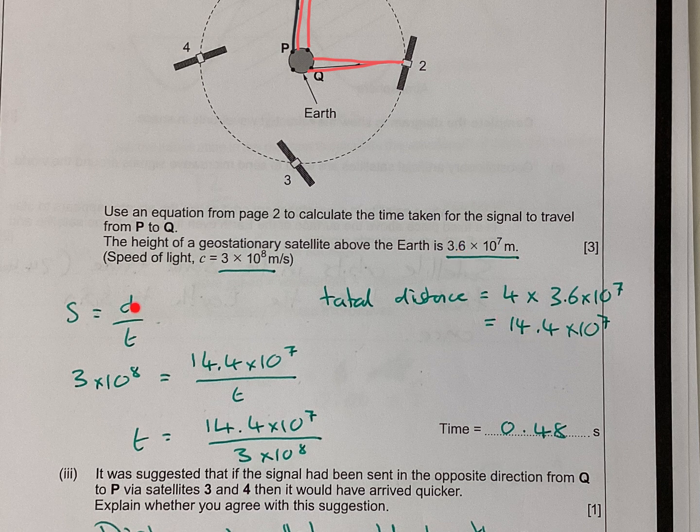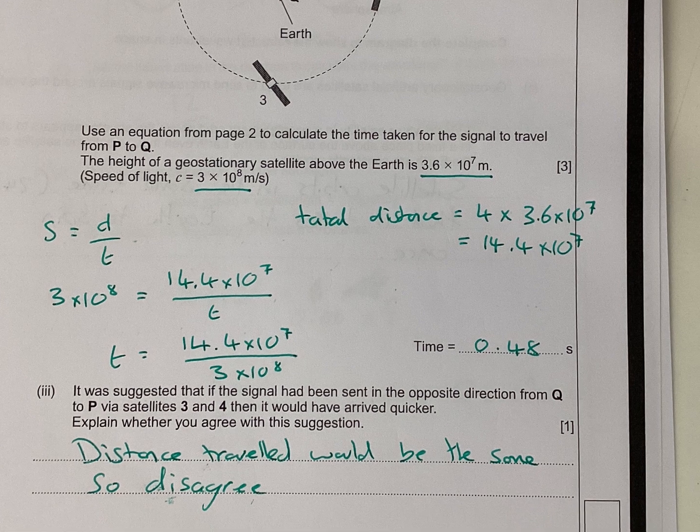So now that we've got our distance, and speed equals distance over time, we can rearrange for time once we've filled in our blanks. So it takes 0.48. Now, obviously, there's a couple of ways you could do that. You could just do it to the distance and then times by 4 at the end. But that's just one way I've done it.